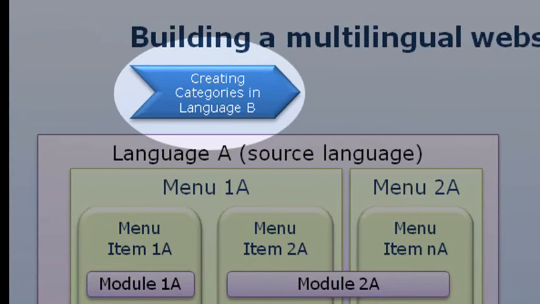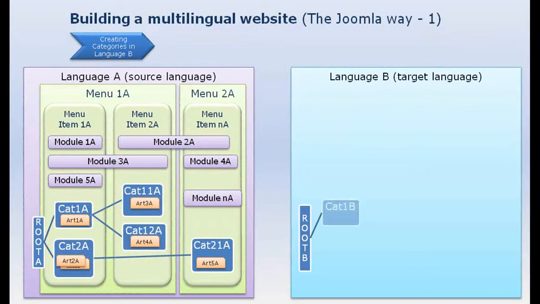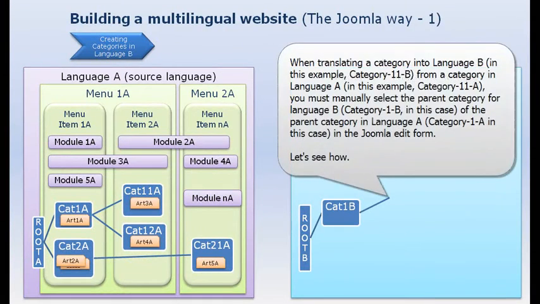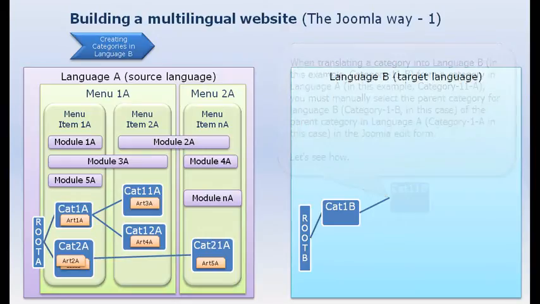First, let's create categories using only Joomla's native tools. When translating a category into Language B, in this example, Category 11B, from a category in Language A, in this example, Category 11A, you must manually select the parent category for Language B, Category 1B in this case, of the parent category in Language A, Category 1A in this case, in the Joomla edit form. Let's see how.